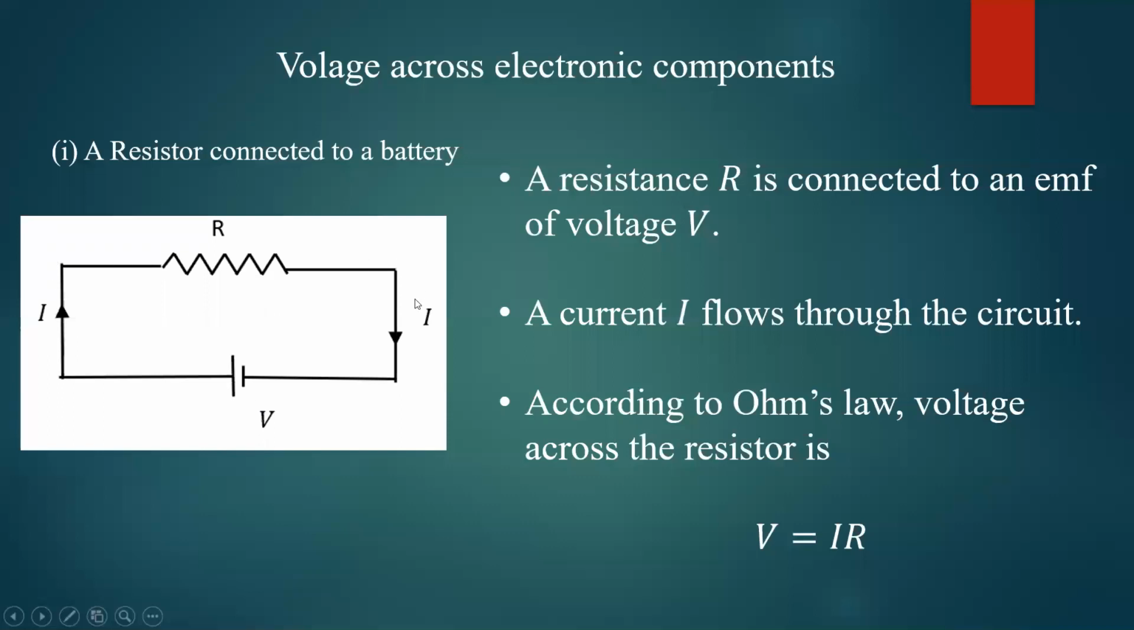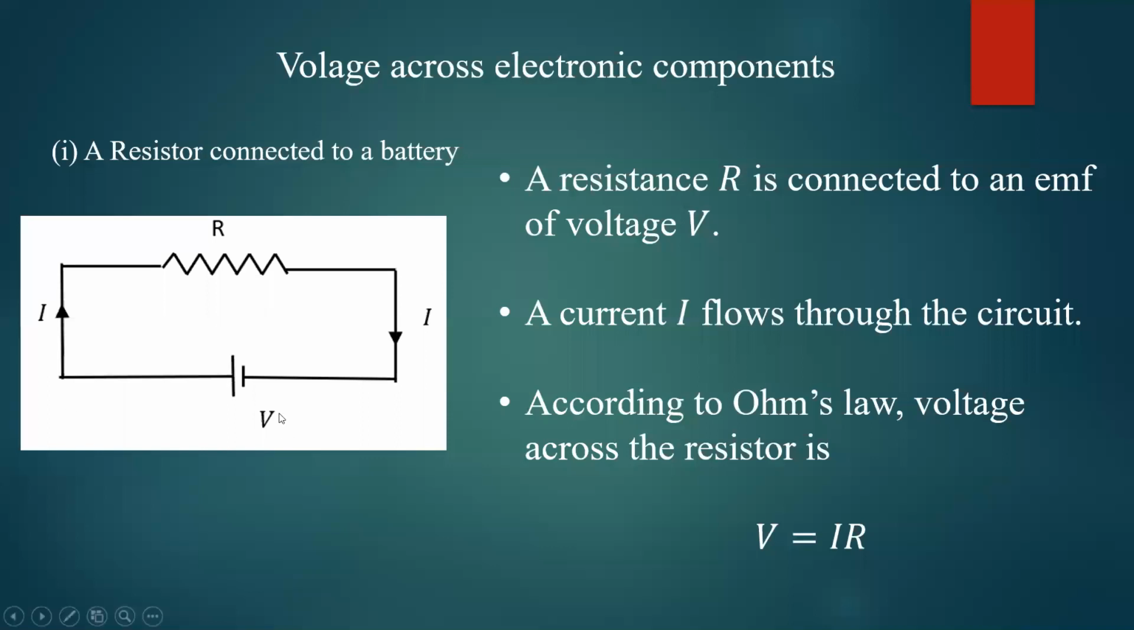Then current I will flow through the circuit. Let us assume that I is the current flowing through the circuit. Then according to Ohm's law, the voltage across the resistor V is equal to current into resistance. That is very simple. Already you know. If a resistance is connected to a battery through any other electronic component, even if a capacitor is connected, what is the voltage across the resistance? You have to take the IR product. That is actually the voltage across the resistance.